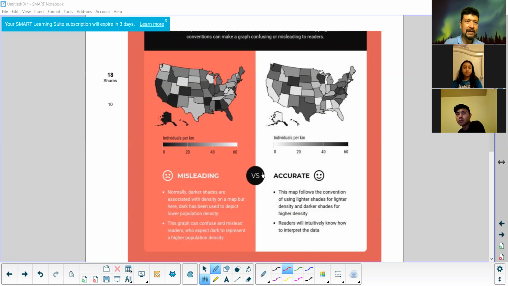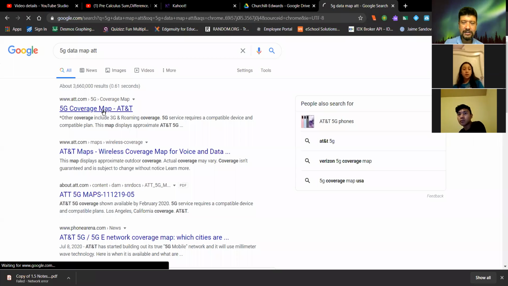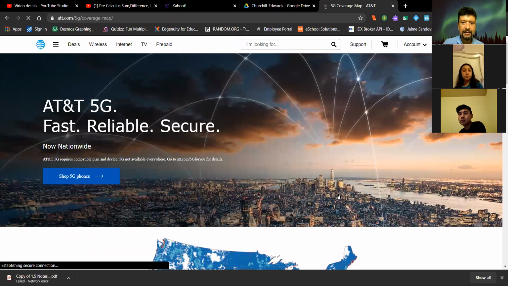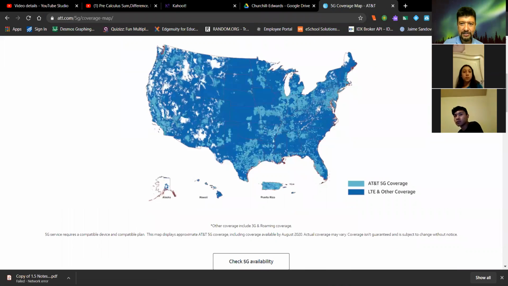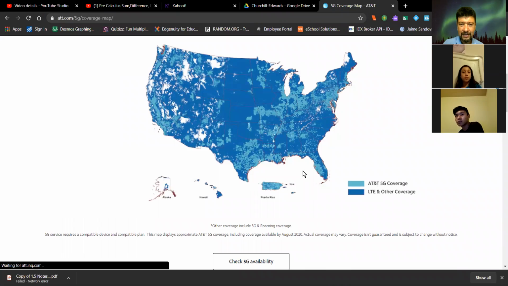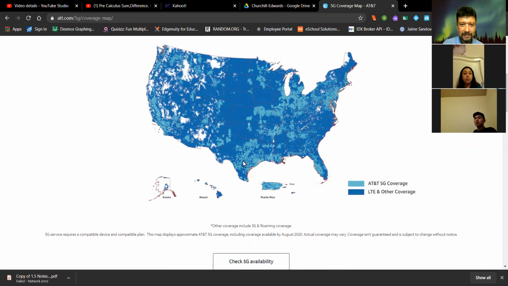5G data map. Why don't we do it for AT&T? Let me share my screen with you. And you're going to see it right now. So you see how it shows? Oh, actually, they're showing lighter for coverage, but this is the same concept, the same idea. You're using shades to interpret where it's at. So let's go back to our thing.